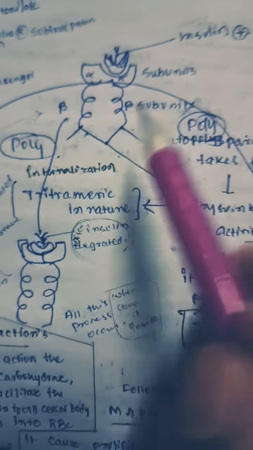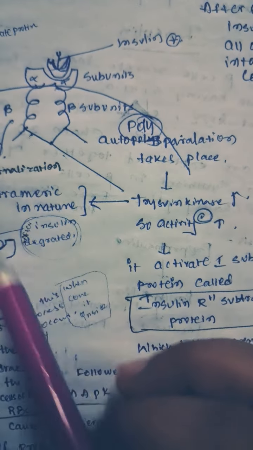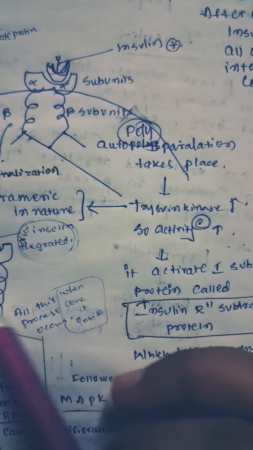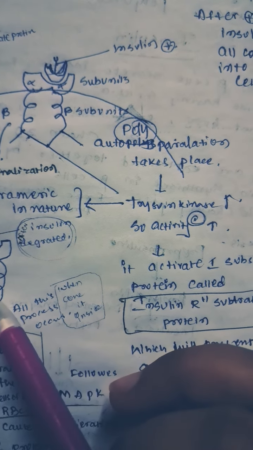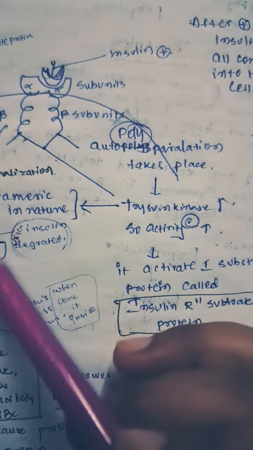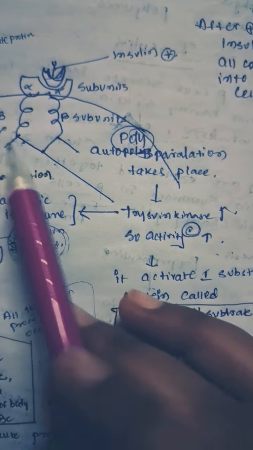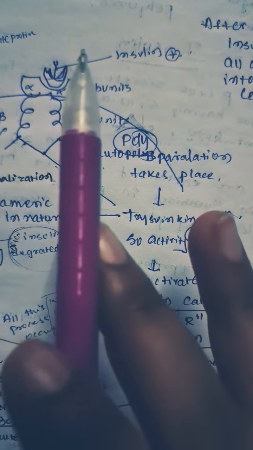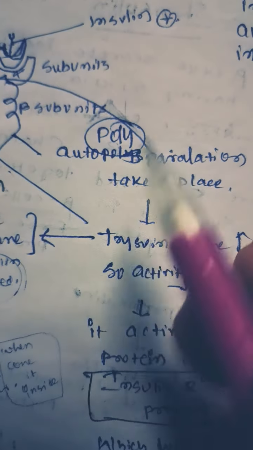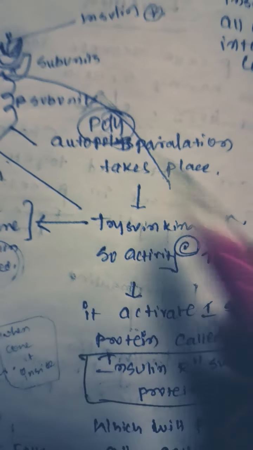Okay, after internalization, it first of all has the alpha subunits and beta subunits. After internalization, it comes into the cell. Okay, autophosphorylation takes place. This is tetrameric in nature.